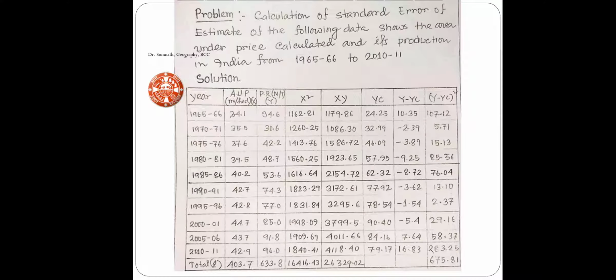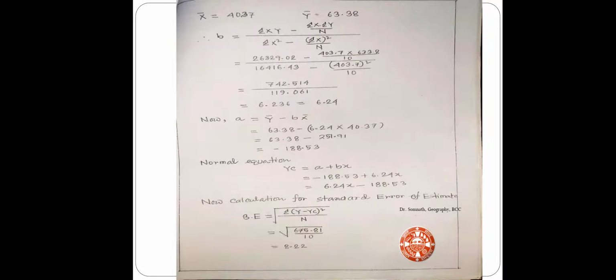675.81. Now let us quickly calculate the mean of x, that is x bar, and the mean of y, that is y bar, and here the results are 40.37 and 63.38 respectively. For general awareness, x bar is derived by the equation summation x by n, and for y bar it is summation y by n.